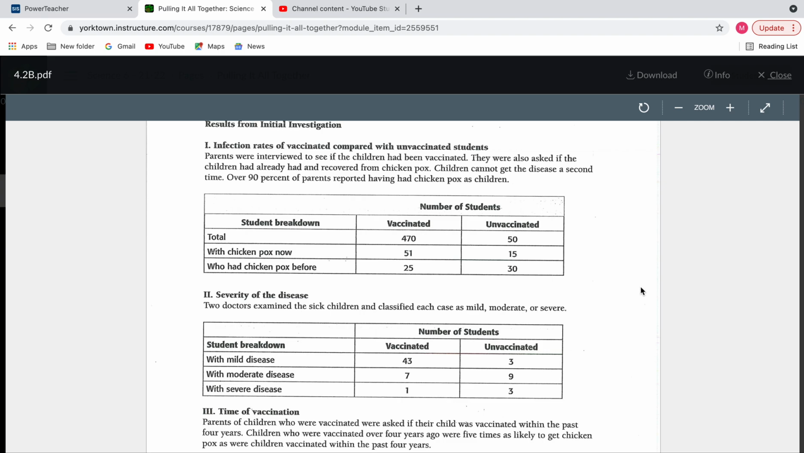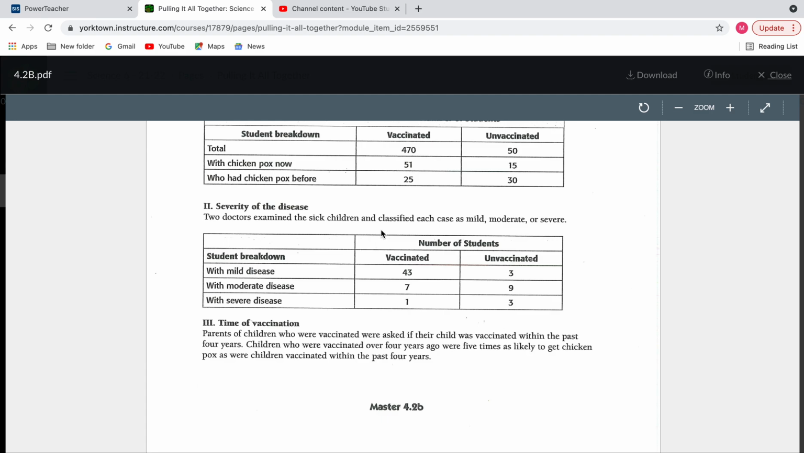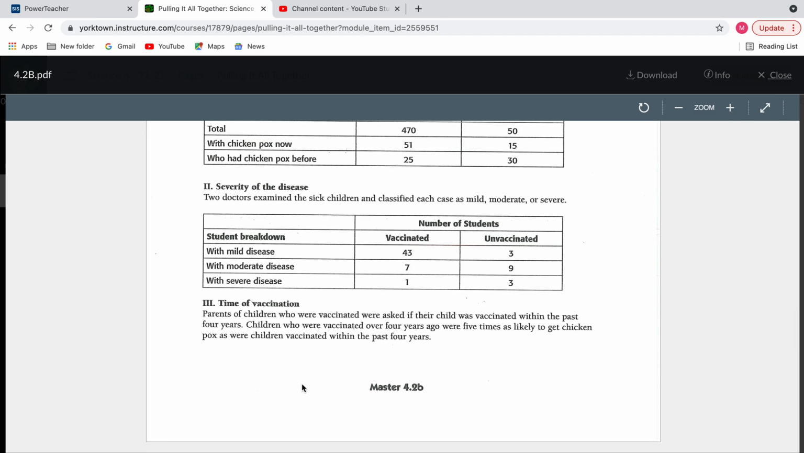Sorry about that. So there's your infection rates, number of students vaccinated versus unvaccinated, and how that worked out with had chickenpox before, have chickenpox now. Then 2 doctors examined the sick children and classified each case as mild, moderate, or severe. Here's how that broke down. Here's your number of vaccinated students compared to unvaccinated. Then time of vaccination. Parents of children who were vaccinated were asked if their child was vaccinated within the past 4 years. Children who were vaccinated over 4 years ago were 5 times as likely to get chickenpox as children vaccinated within the past 4 years.